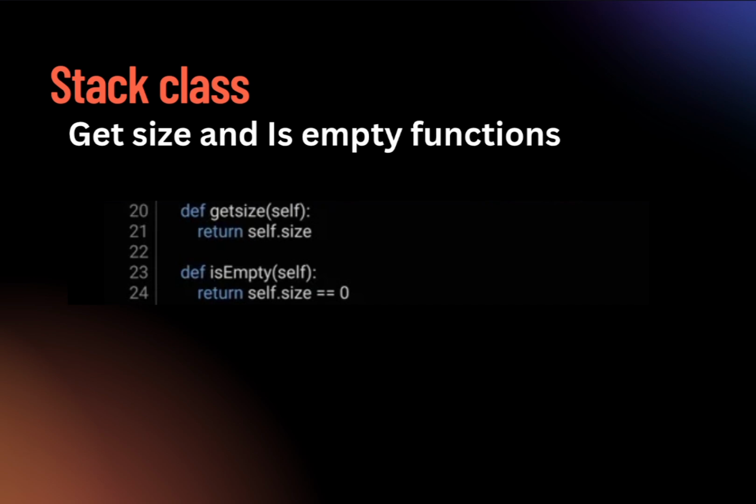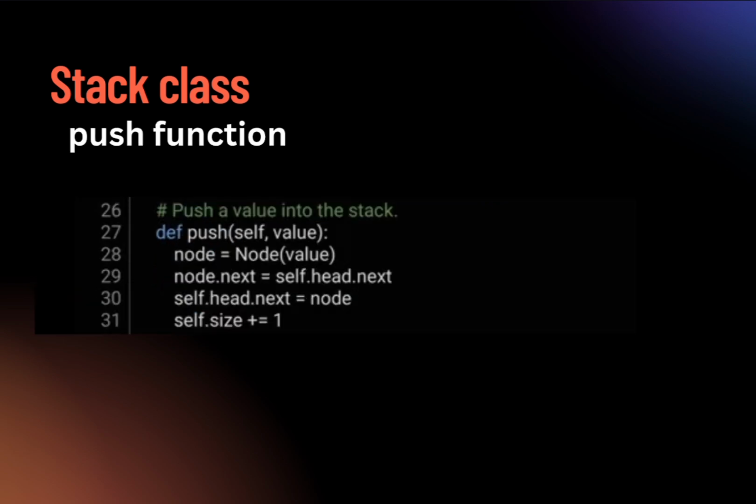Next are the getSize and isEmpty functions. The getSize function simply returns the size of the stack. Now the isEmpty function checks if the stack is empty. Now, the push function. This inserts a new element in the stack. Since it is a stack, all the new elements will be pushed at the top of the stack.